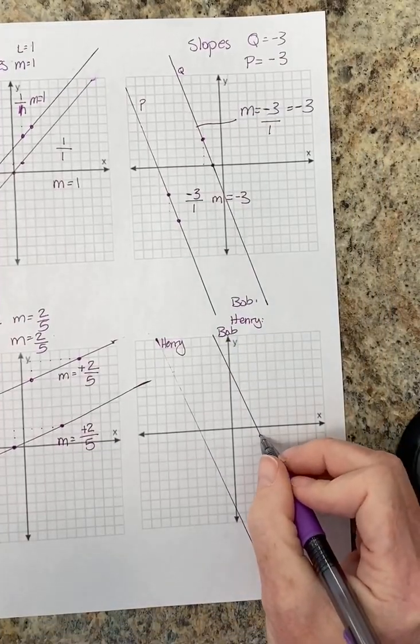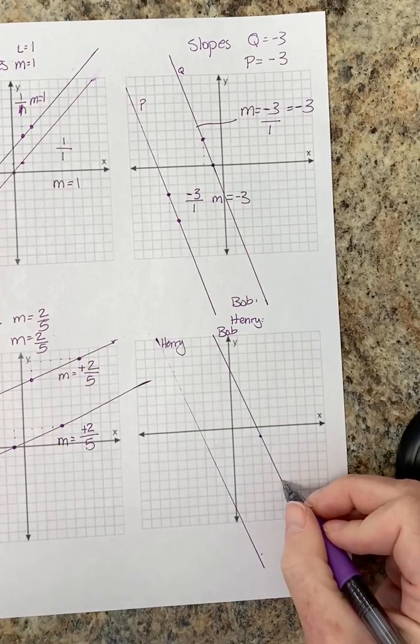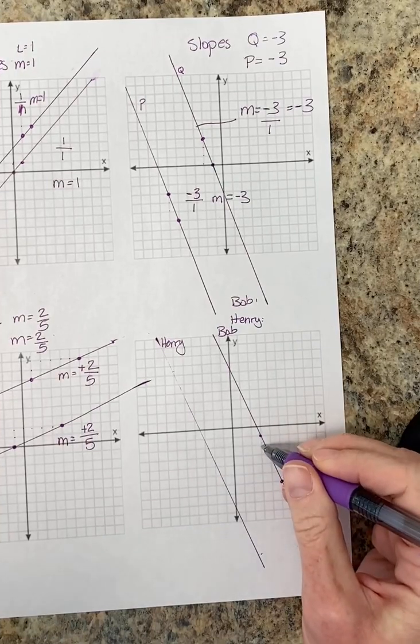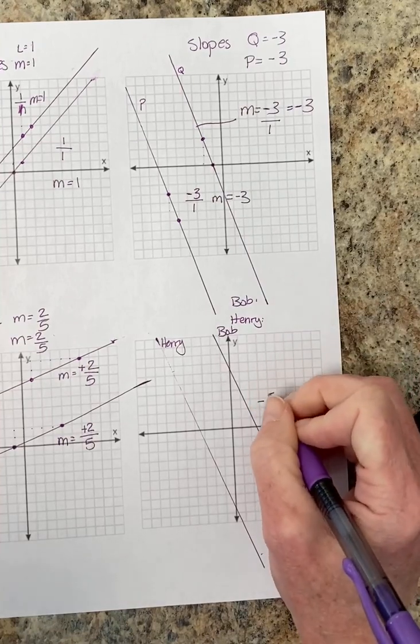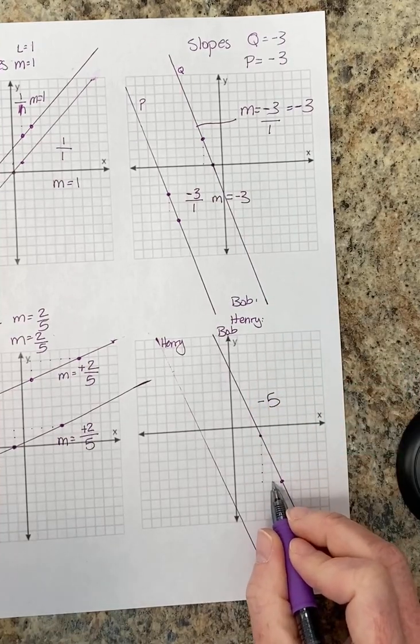So there's a point right there. There's a nice point. And there's a nice point. There we go. So let's go down 1, 2, 3, 4, 5. So that's negative 5. And then to the right 2. So plus 2.